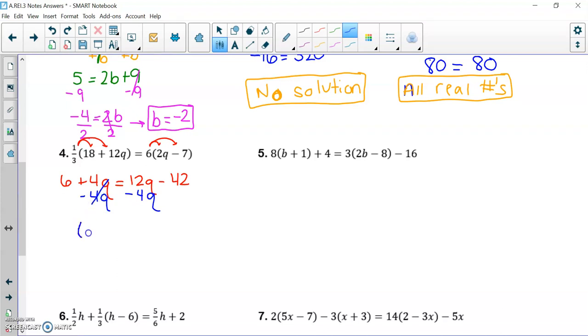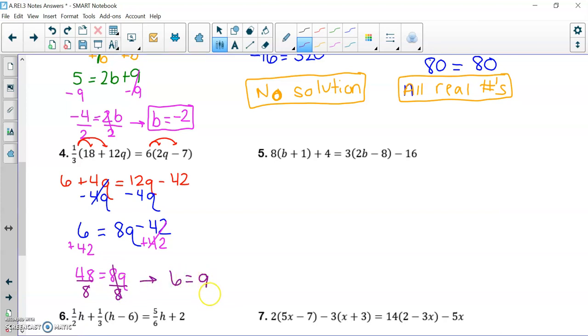So I wind up with a 6 is equal to an 8q minus a 42. Now this is a level 1 equation here. I'm now going to add the 42 over. So I have a 48 is equal to an 8q. And then I'm going to divide both sides by 8 to get q is equal to 6, or 6 is equal to q is the same thing.